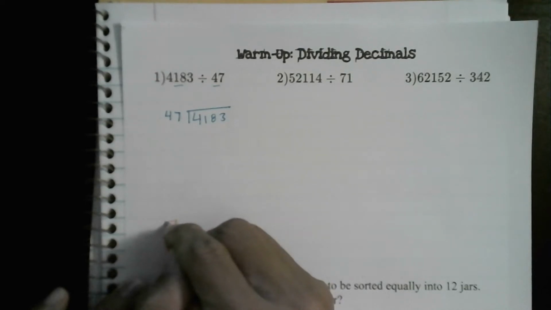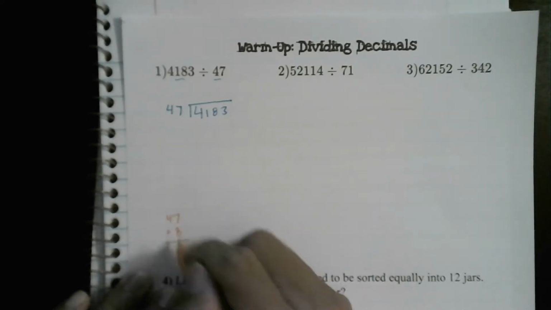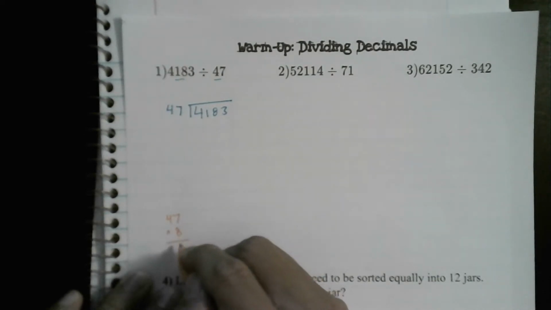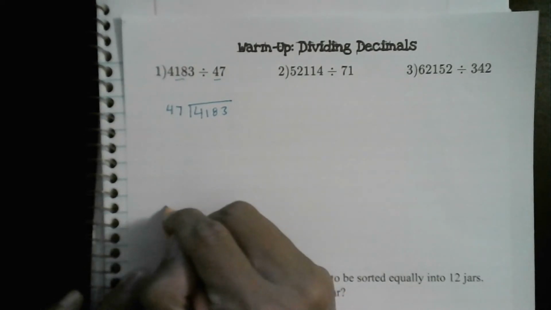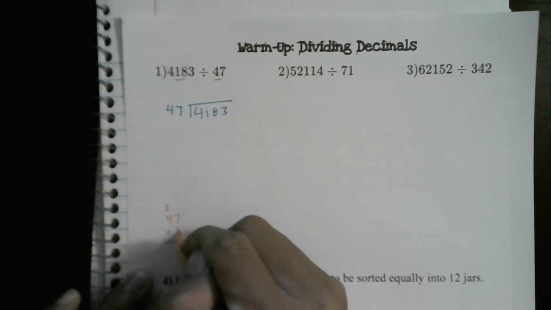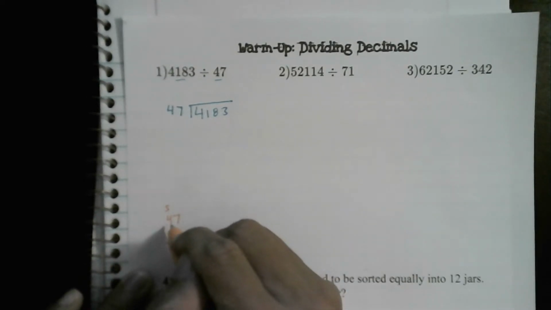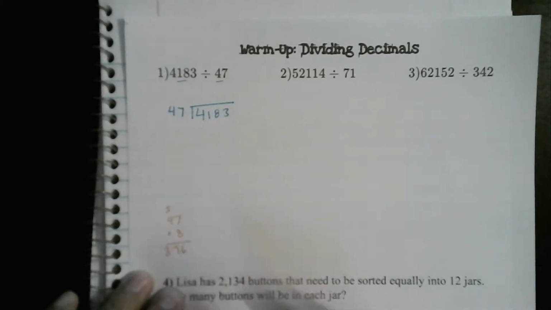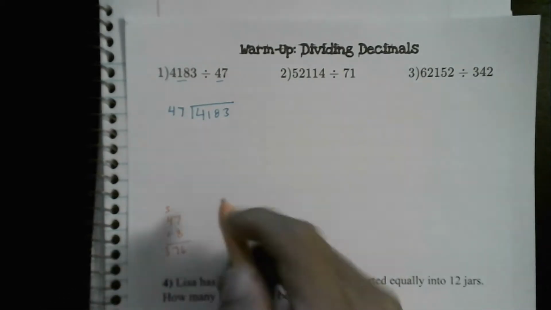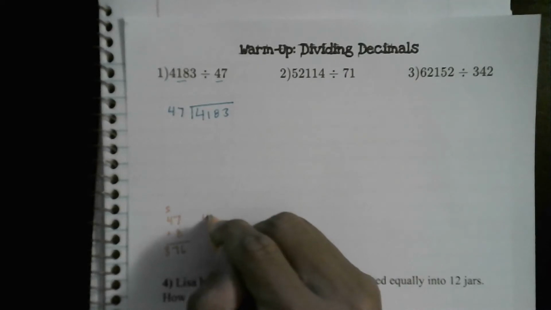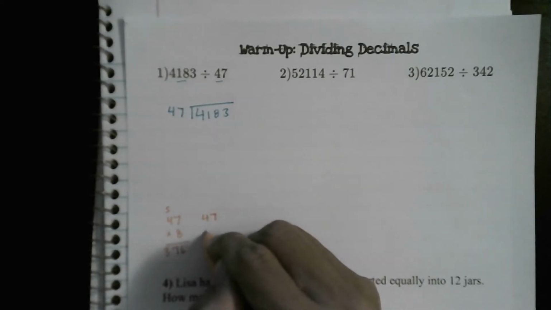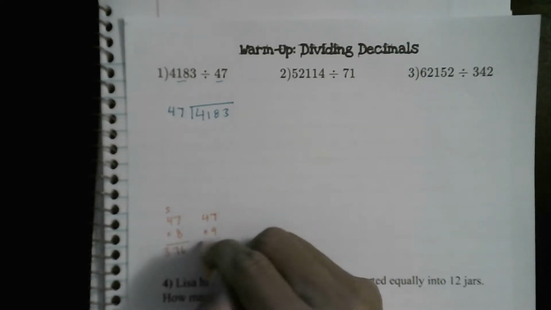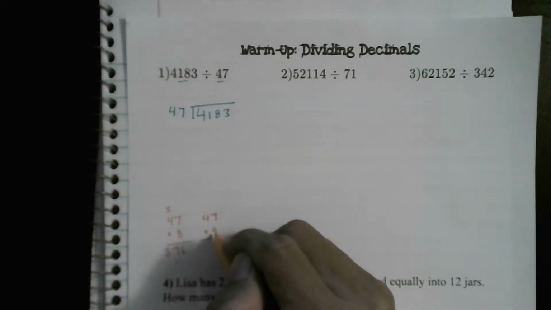So 47 times 8. Let's see what that is. 8 times 7, that's 40, 48, 56. And then 8 times 4 is 8, 16, 24, 32. 32 plus 5 is 37. So 376. That's less than 418. Let's try 47 times 9. This is going to be really tough if you're not good with your times tables. If you are, then this is not too bad. 9 times 7, actually, it's still bad.